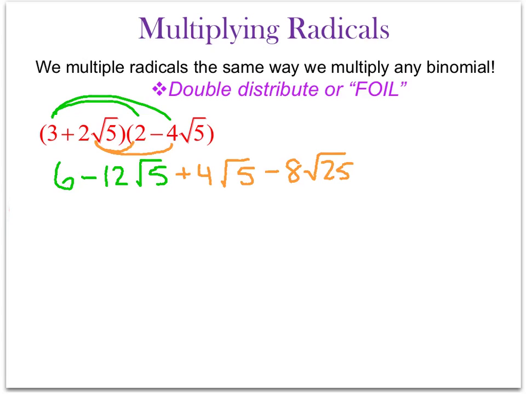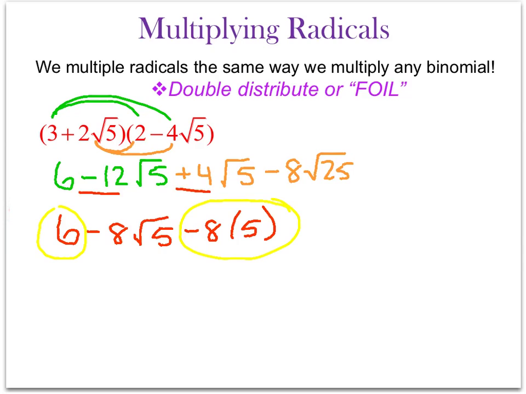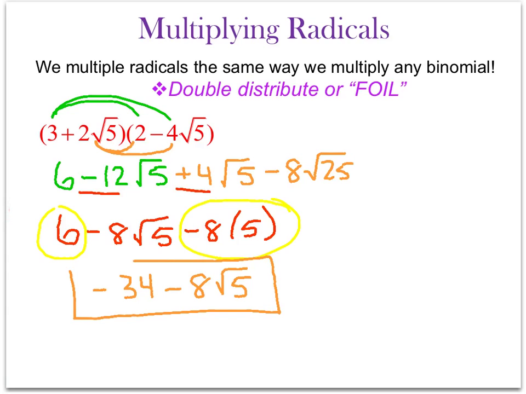Now I combine like terms. Well, I have just a lonely 6 here. Then I have negative 12 square roots of 5 and positive 4 square roots of 5, which is going to simplify to negative 8 square roots of 5. And then I have this negative 8 square root of 25. Now remember, the square root of 25 is 5. So now I need to combine this positive 6 and this negative 40. So combining the positive 6 and the negative 40, I'm left with negative 34 minus 8 times the square root of 5. And that's going to be my final answer in simplest form.